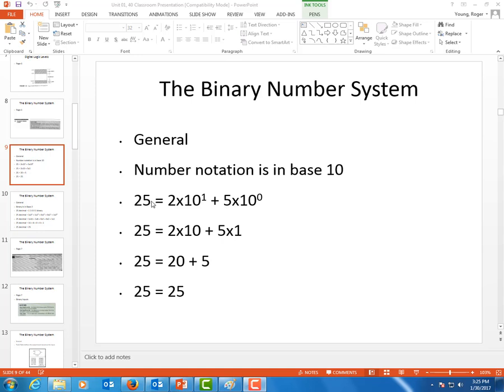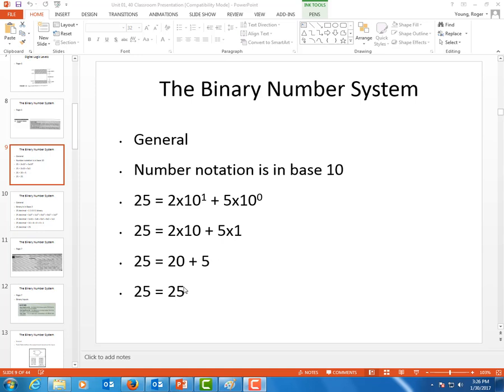So if this is in the 10 to the 0 column, or the ones column, what we're saying here is this column is 5 times 10 to the 0, or 5 times 1. This column where the 2 is not 10 to the 0, it's 10 to the 1. 10 to the 1 is equal to 10. Get it? So 2 times 10 is equal to 20. If we add them together, 2 times 10 is 20, 5 times 1 is equal to 5, and you add them together, you get 25.